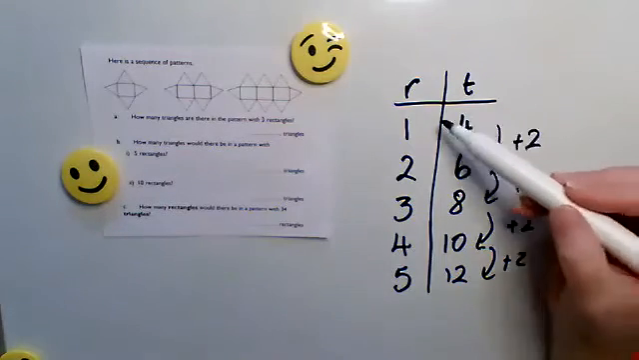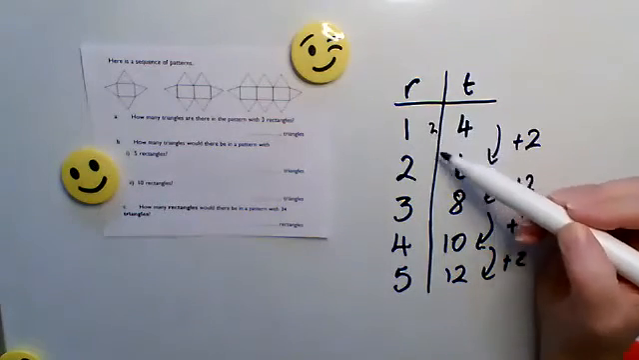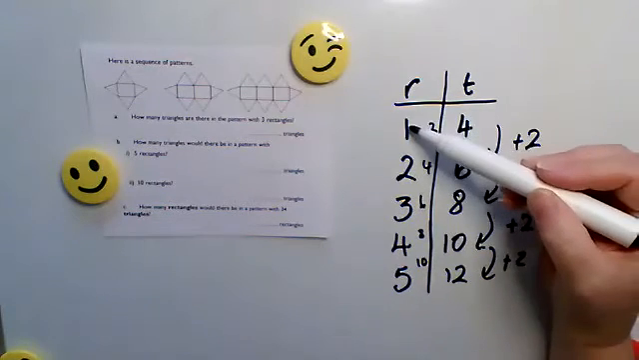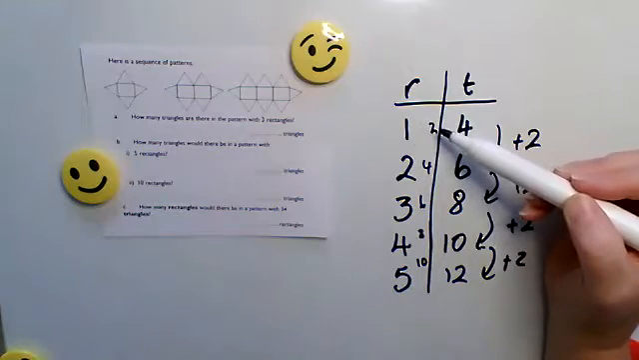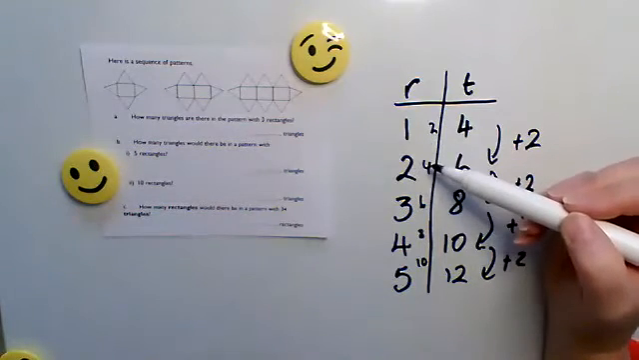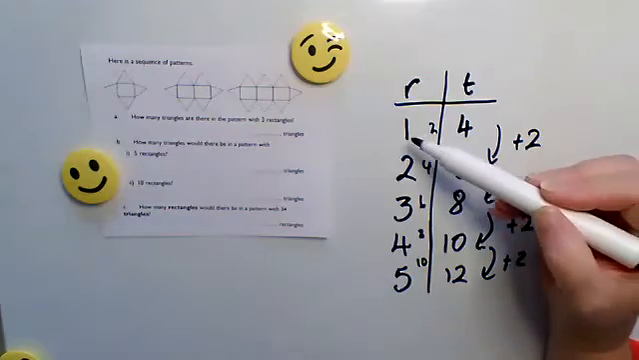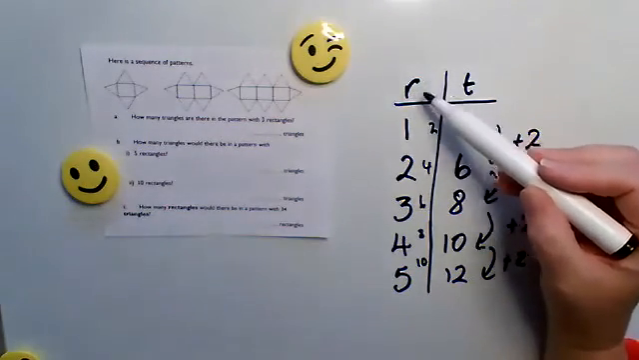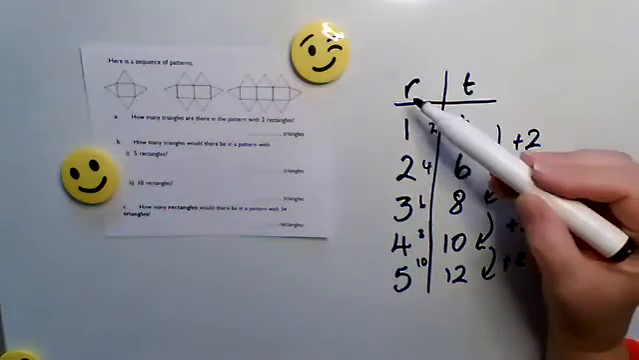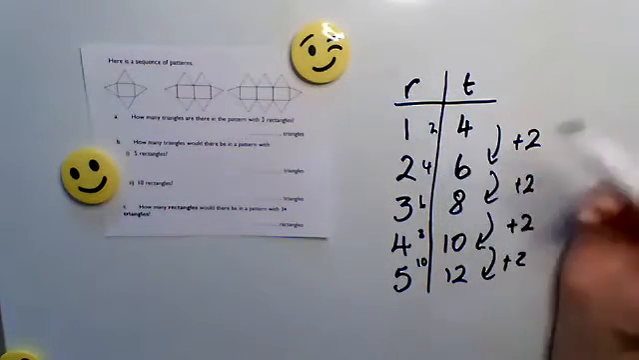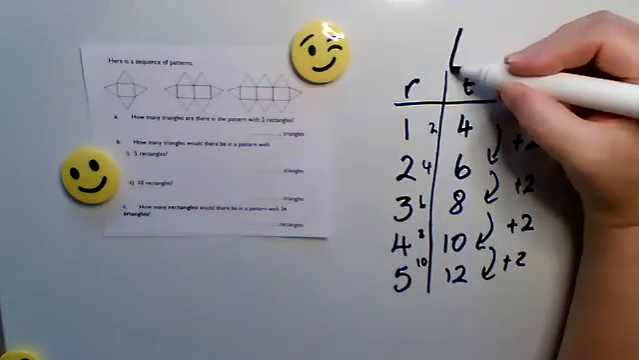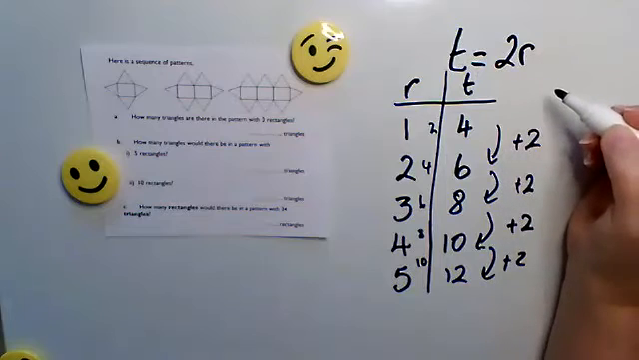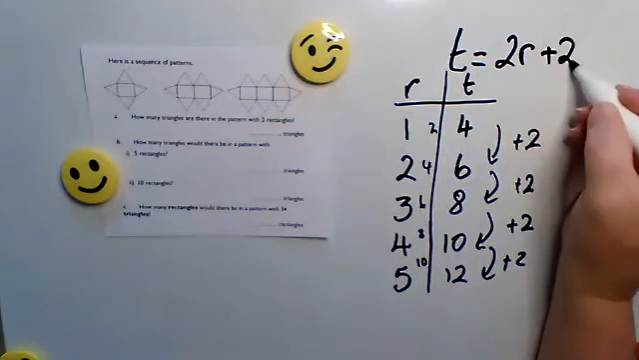So if this was the 2 times table, if this was 2, 4, 6, 8, and 10, 1 rectangle would have 2 triangles, 2 rectangles would have 4 triangles. So what I would be doing, for every R, I would be doubling. So if R was 1, I double it to 2. If R was 2, I double it to 4. So the number of triangles is 2 times the number of rectangles plus 2.